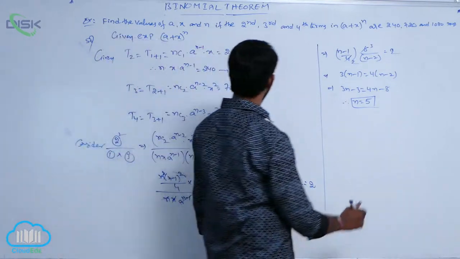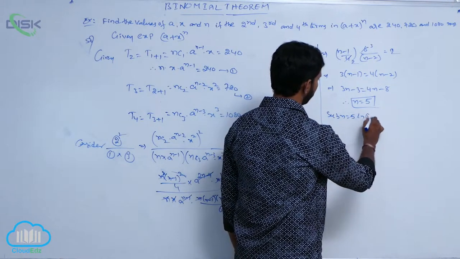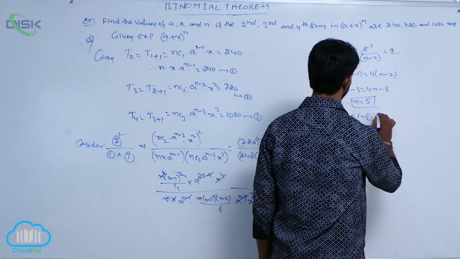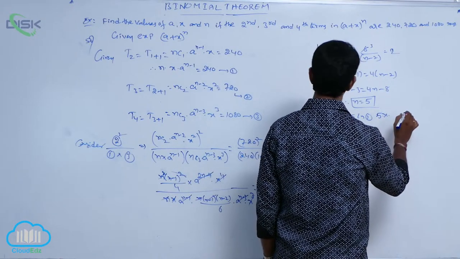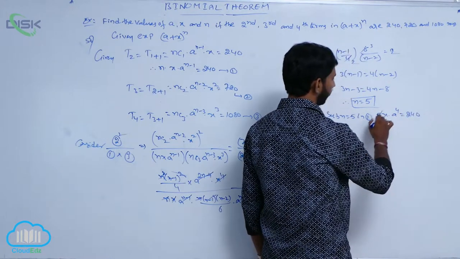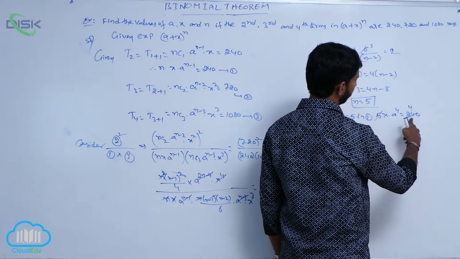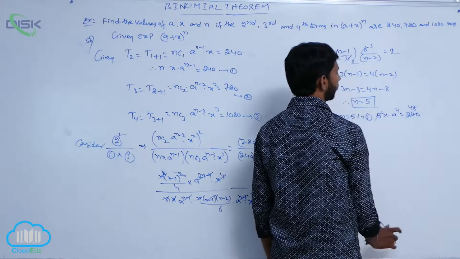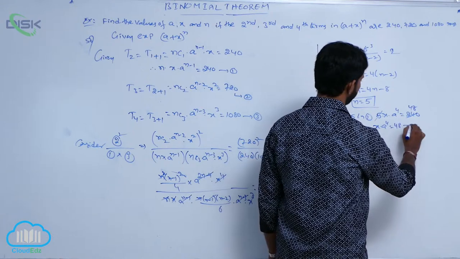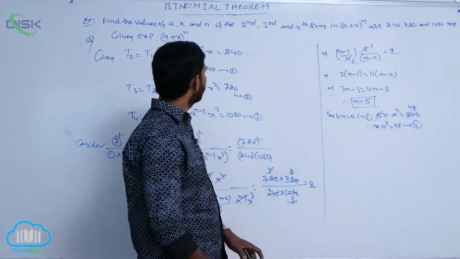Substitute n equal to 5 in condition number 1. That is, 5x into a^4 is equal to 240. Here 5 gets cancelled, 5 fourths are 20, 5 eights are 40. Here x into a^4 is equal to 48. This is condition number 4.